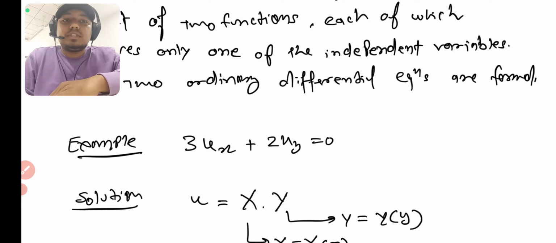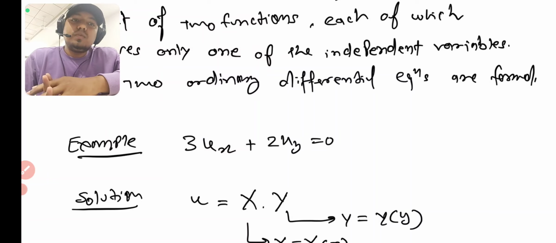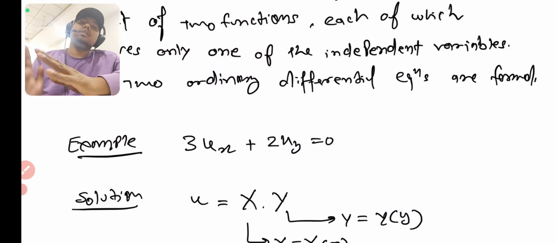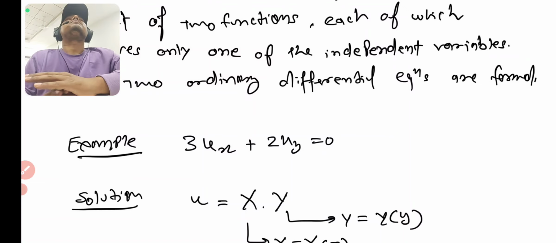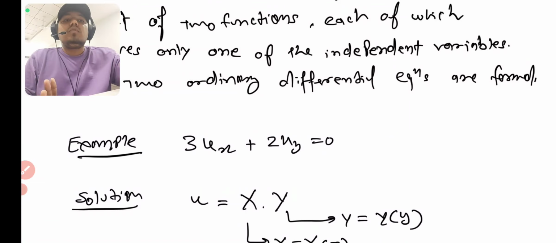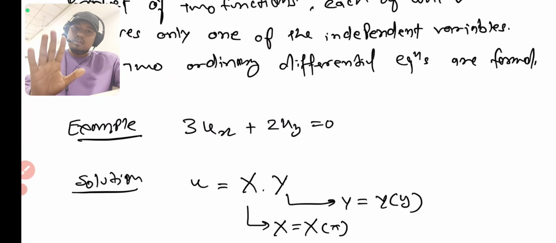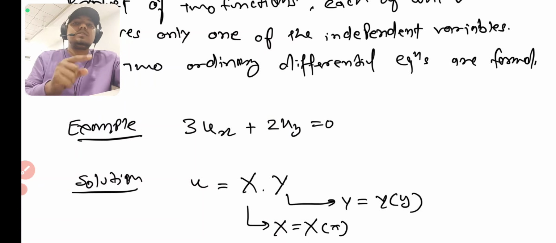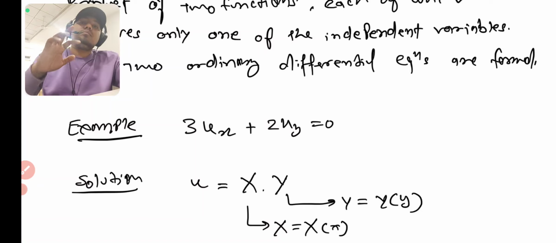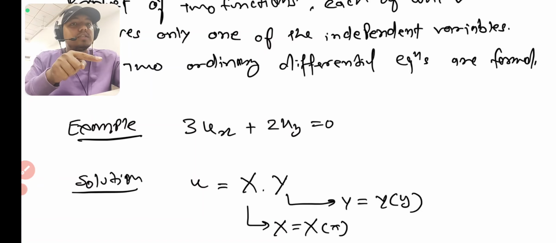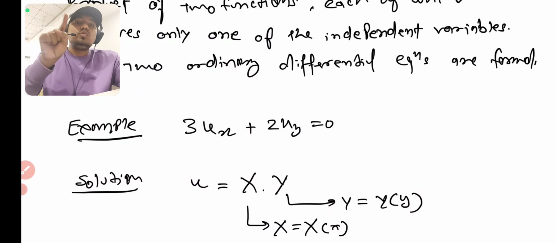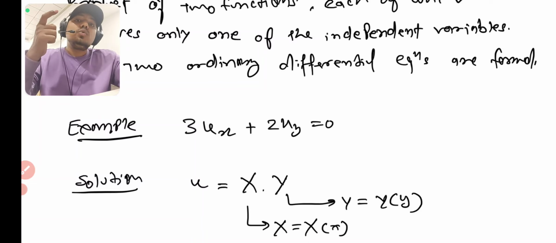Suppose I am giving you a question, 3ux plus 2uy is equal to 0. This is a partial differential equation. What is the meaning of partial differential equation? You know very well. I told you, whenever you see any partial differential equation question in GATE exam, you first try to solve it by direct integration, which is not possible in this case. What is the meaning of ux? ux means u suffix x, you can see it is written in subscript, so dou u by dou x. What is the meaning of uy? Dou u by dou y.